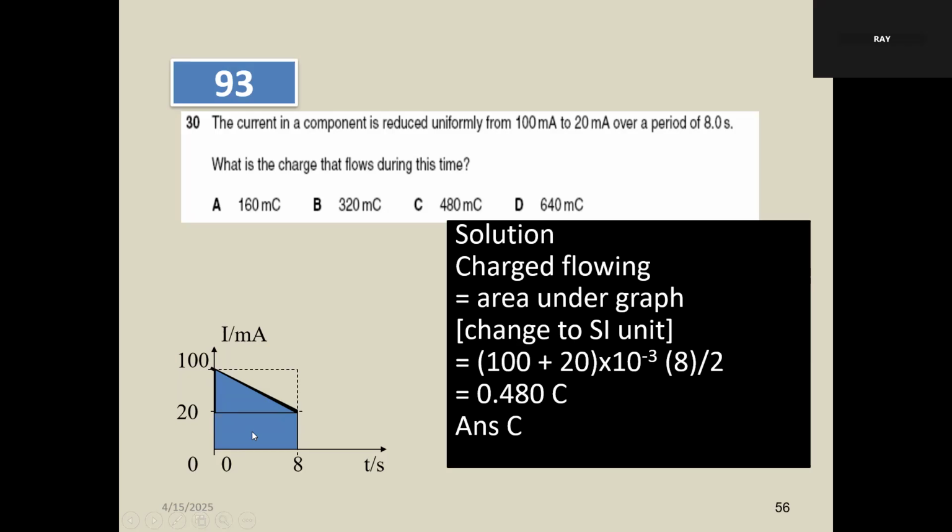So I take the trapezium. Trapezium is 100 plus 20, the sum of parallel sides, convert to ampere, times 8, and divide by 2.